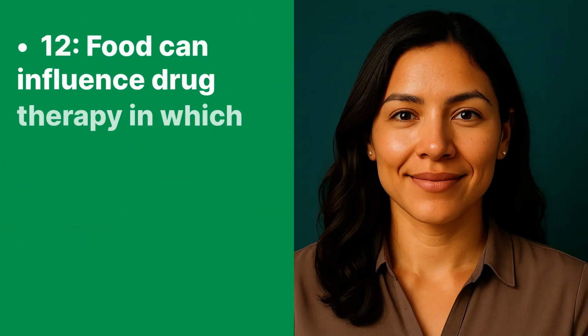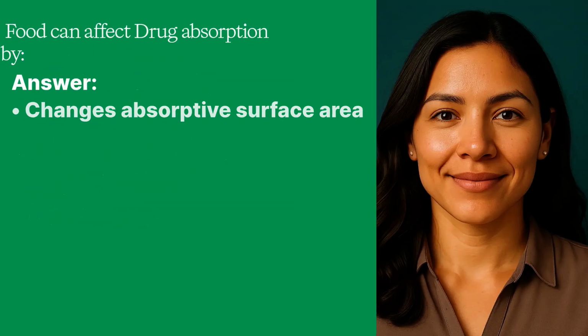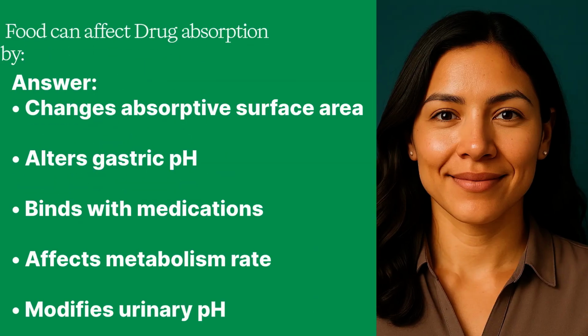Question 12. Food can influence drug therapy in which of the following ways? Select all that apply. The correct answers are A, B, C, D. Food can affect drug absorption by changing the absorptive surface area and bioavailability. It can change gastric pH, bind with medications, affect metabolism rate, and change urinary pH, which affects drug excretion.